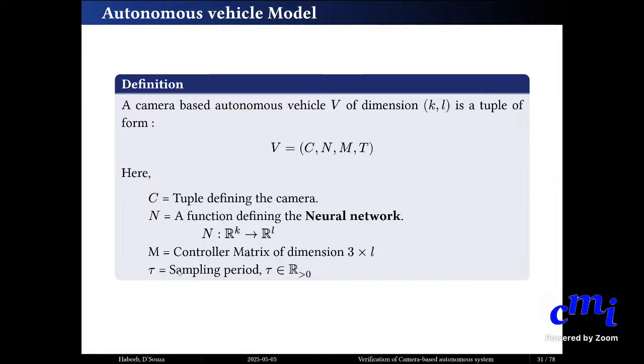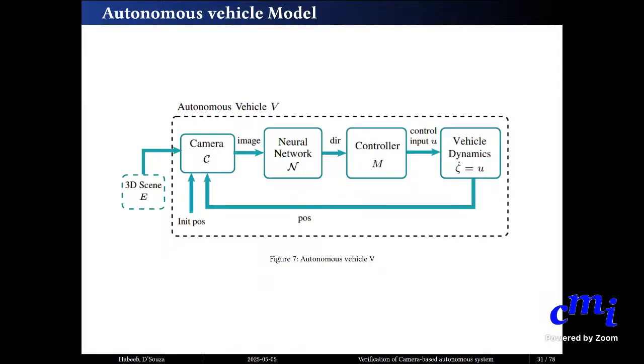And there also exists one sampling period, one time unit. I'll be calling that the sampling period. Now, this is the autonomous vehicle model.